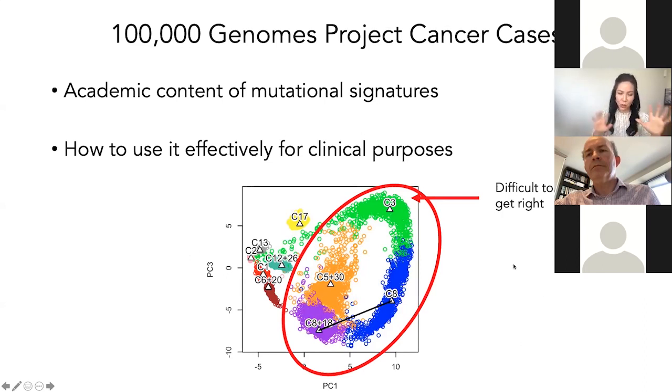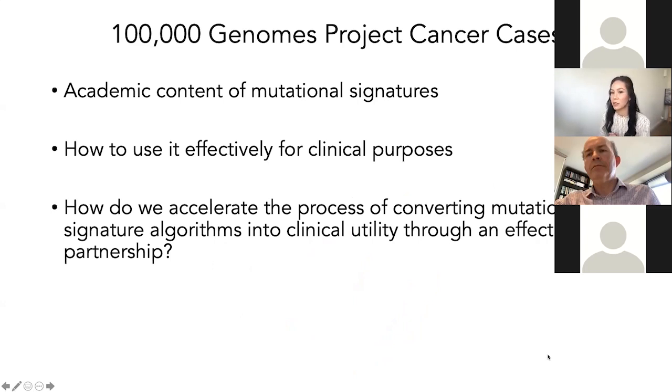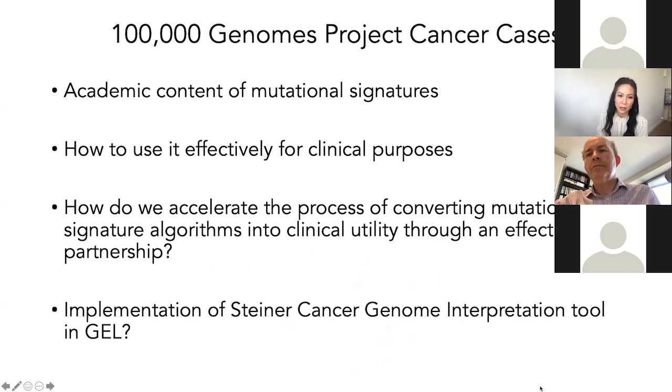But of course, that's why we create all those algorithms, in order to help people use signatures more effectively going forward. So I'd like to end on this point, which is, how do we accelerate the process of converting mutational signature algorithms into clinical utility through perhaps an effective partnership with Genomics England? My team are creating this Steiner cancer genome interpretation tool to help all of you use and interpret cancer genome data going forward. You'll be able to have the visualizations and the thinking that we apply to cancer genomes, so that you can do that interpretation in your respective genomic medicine centers.